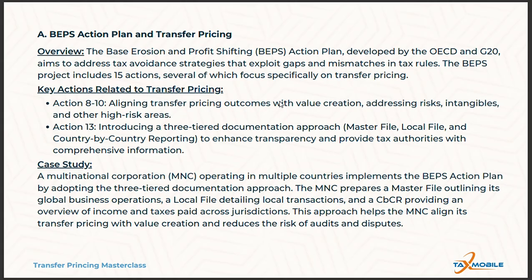Now we look at Action 13. This action introduces a three-tiered documentation approach. In our previous modules, we've looked at the master file, the local file, and country-by-country reporting. The master file provides a global overview of the multinational's operations, transfer pricing policies, and overall financial standing. The local file details the specific intercompany transactions within each local jurisdiction, including functional analysis and transfer pricing methods. Country-by-country reporting gives a breakdown of the allocation of income, taxes paid, and key economic activity across all the jurisdictions where the multinational enterprise operates.